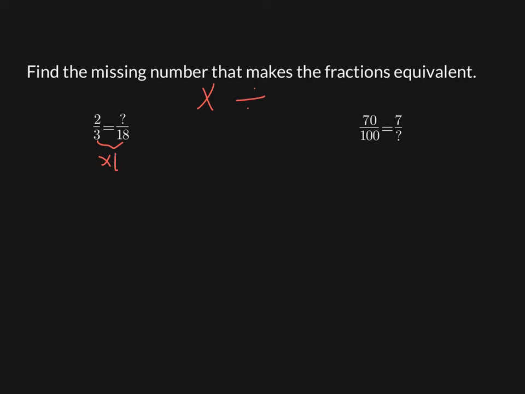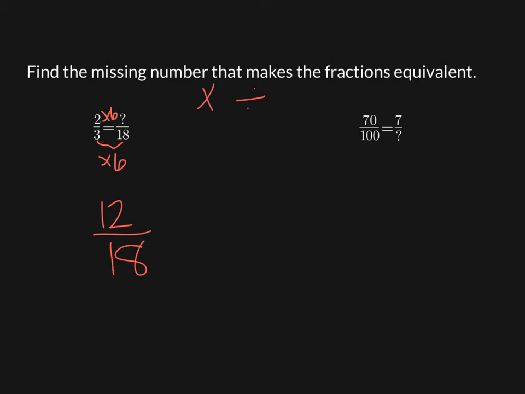3 times 6. So if I'm going to multiply the denominator by 6, I'm going to need to multiply the numerator by 6. And 2 times 6 is 12. So 12/18 would be my equivalent fraction.